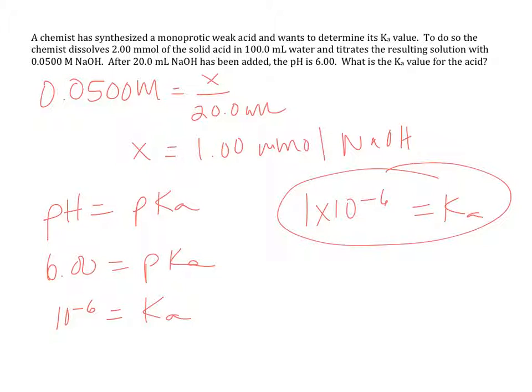You might ask, what do I do if we're not at the halfway point? How would I solve this problem? You could see how much of the acid is reacted by the base. This would be the concentration of the conjugate base as well. And then you could use the Henderson-Hasselbalch equation and solve for the Ka value, substituting in the pH and the concentrations of the acid and the conjugate base.